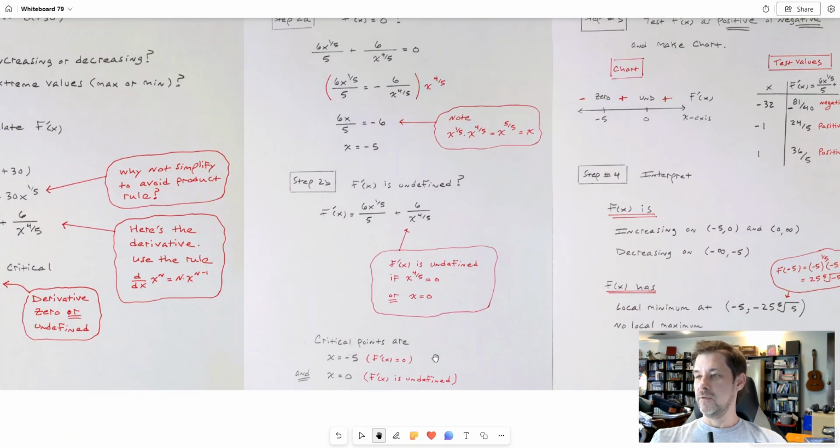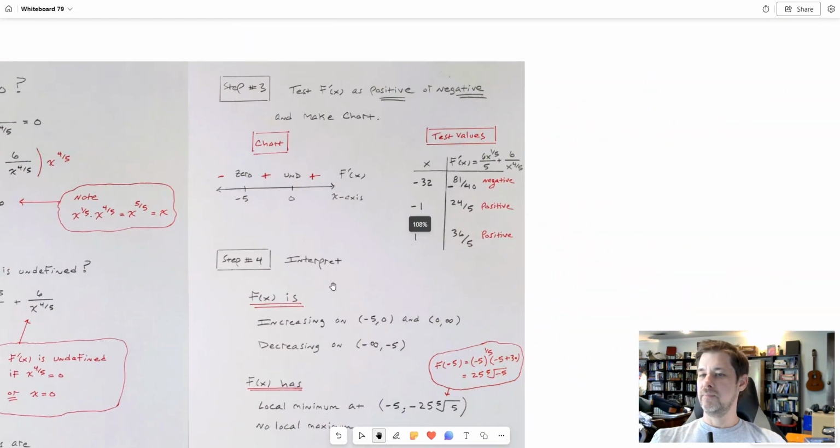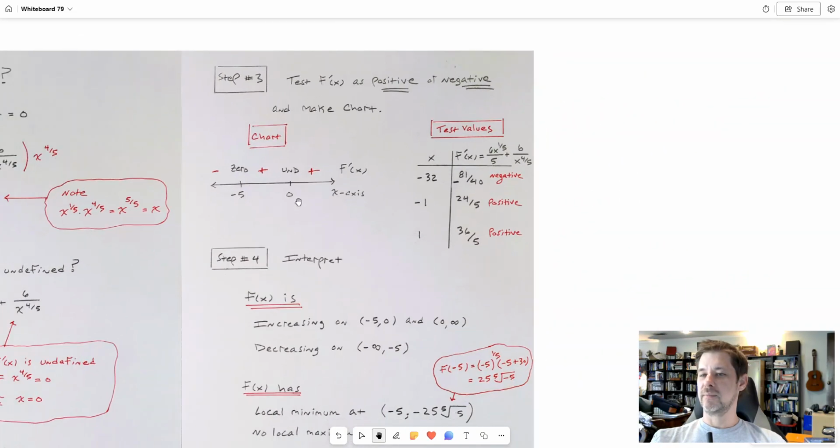So the way I do this is I just make a chart of the critical numbers, imagining the x-axis, and what the derivative does, imagining the x-axis. Okay, so I'll test the derivative as being either positive or negative outside of and in between the critical numbers, and I'll make a chart to summarize what I find. So here's what I know so far. At x is 0, the derivative is undefined.